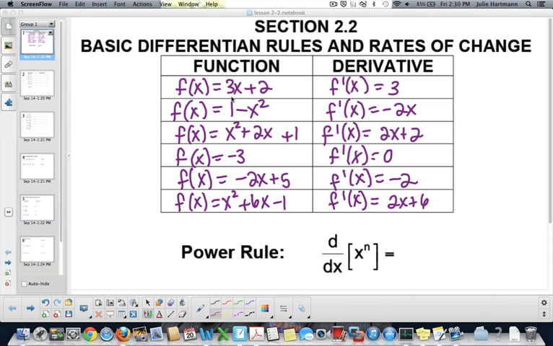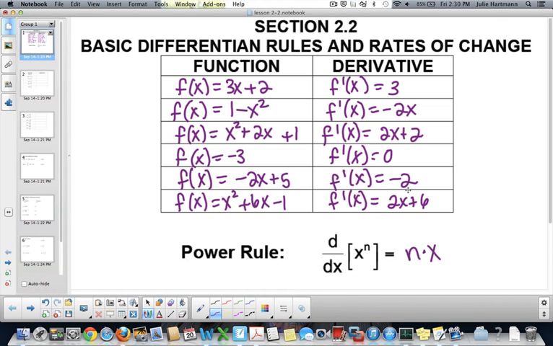So when we had 3x here, the derivative was actually just 3. But when it was negative x squared, that became negative 2x. x squared plus 2x became 2x plus 2. There's a power rule with derivatives. When you have x to the n power, what you do is you bring down the power in front. So it'll be n times x. And what happened each time? That n goes down by 1, so you do n minus 1.